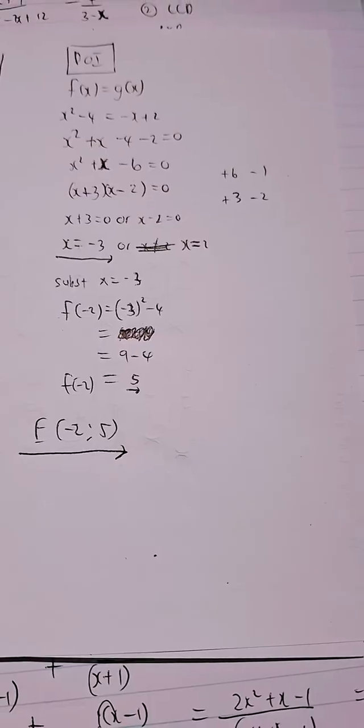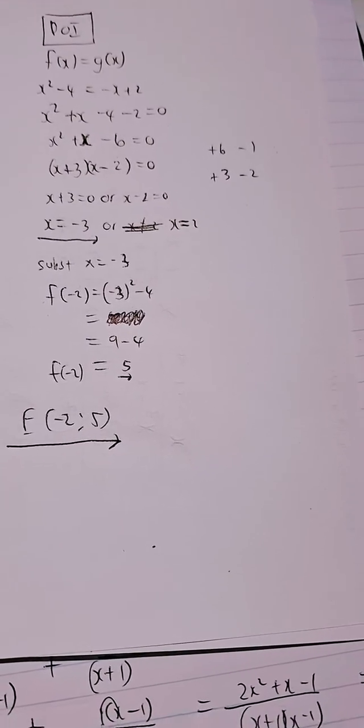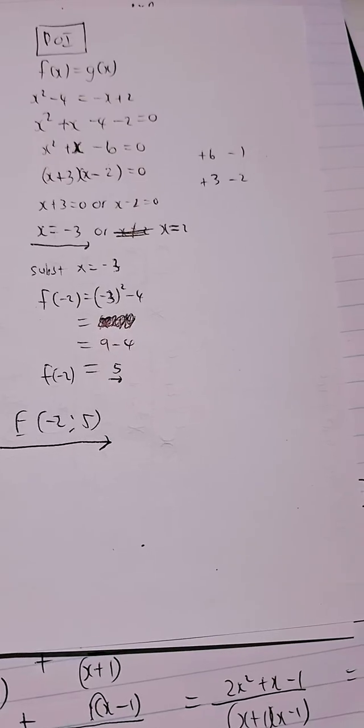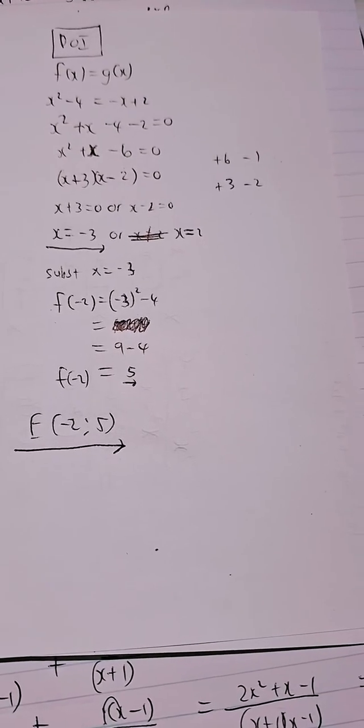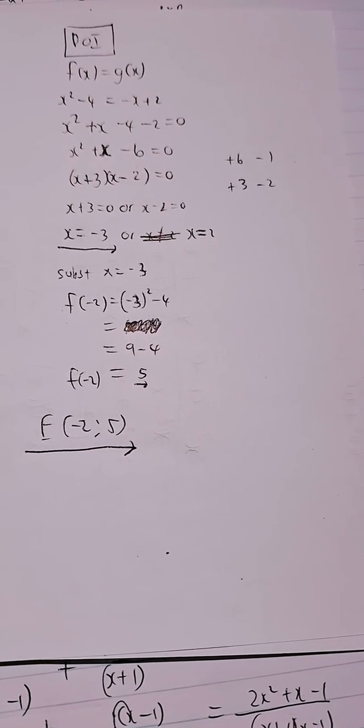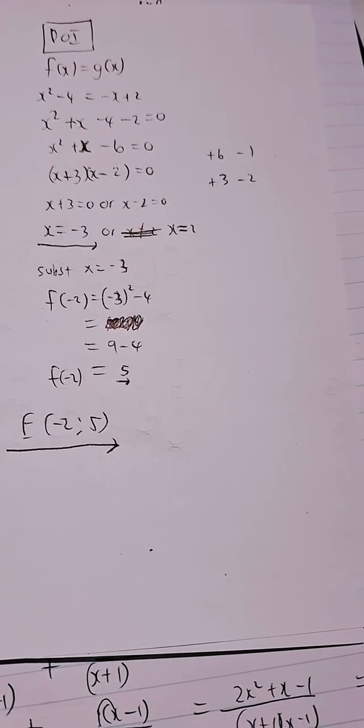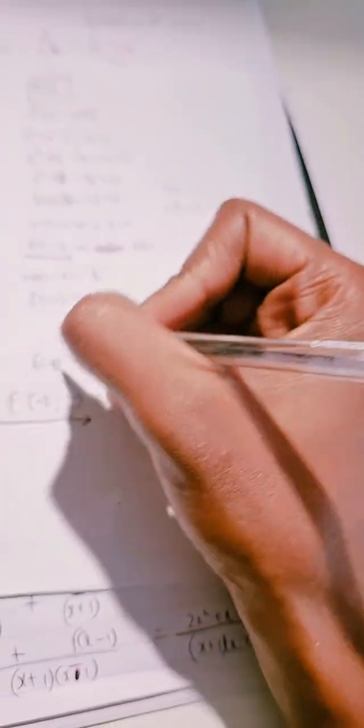-3 and 5 there. Okay, that's E. -3 and 5. Yeah, see these people. -3 and 5.